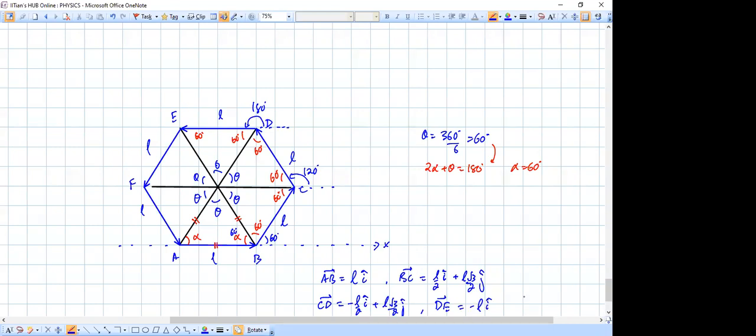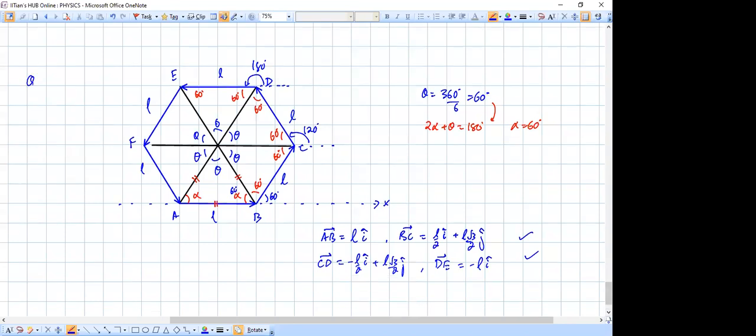So once you've written this, now you can check all the options. So in question 13, now just substitute this in all the options, and accordingly, you'll get your answer. Okay. So in option A, for example, we have to find AB plus BC plus CD plus DE. We have to find the sum of these four.